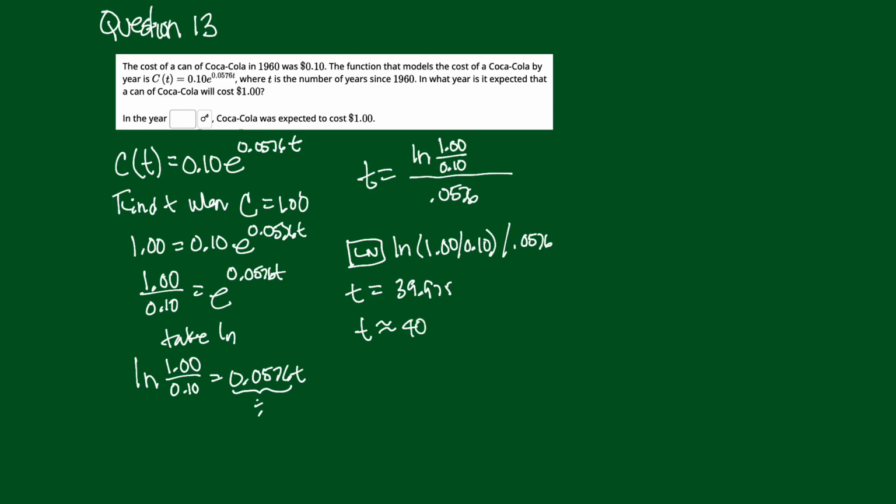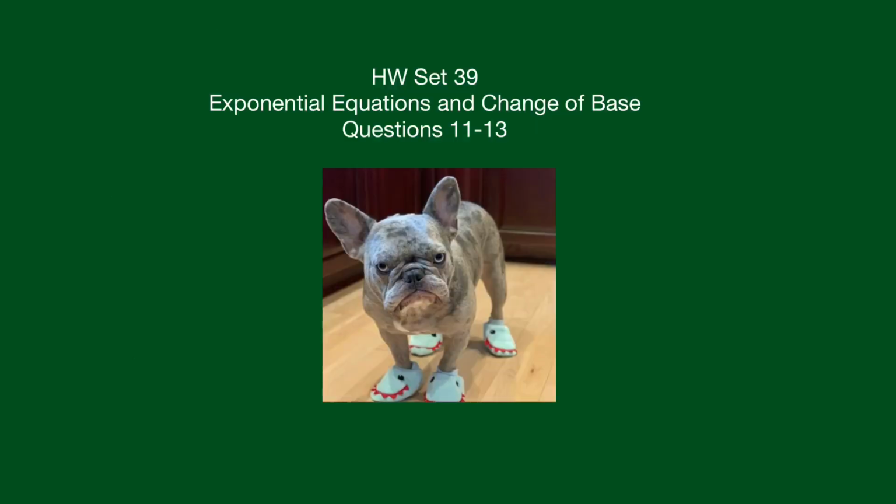But what is t? That 40 is not our answer. Back up here, it says t is the number of years since 1960. So we're 40 years since 1960. If I take 1960 and add 40 years, I get the year 2000. So back in 1960, a can of Coke was 10 cents, and then in 2000, it cost $1. And that finishes up questions 11, 12, and 13 here in homework set 39.